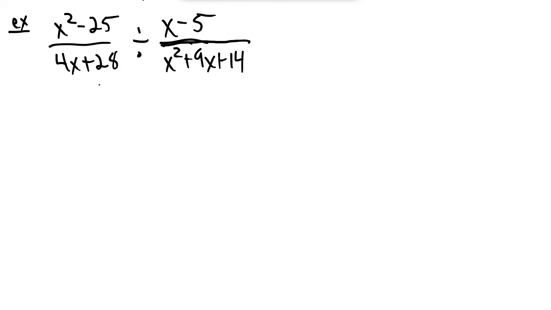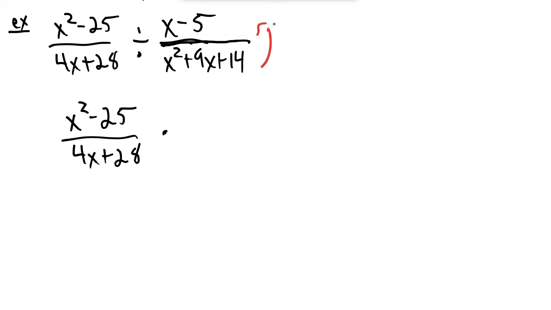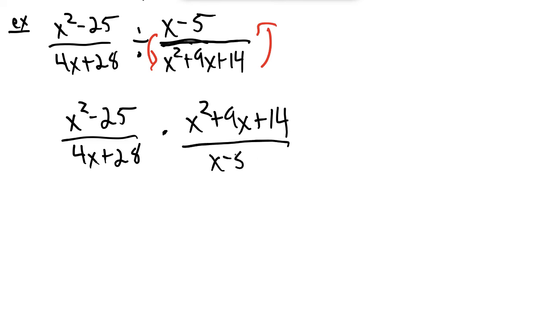So what do we do when we divide fractions? Well, we keep the first one the same. We change the sign, and then we flip this. So our bottom goes up to our top, and our top becomes our bottom. So this becomes x squared plus 9x plus 14 over x minus 5.